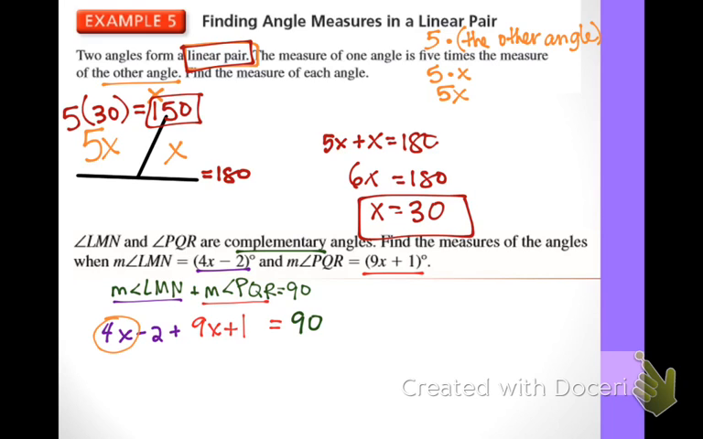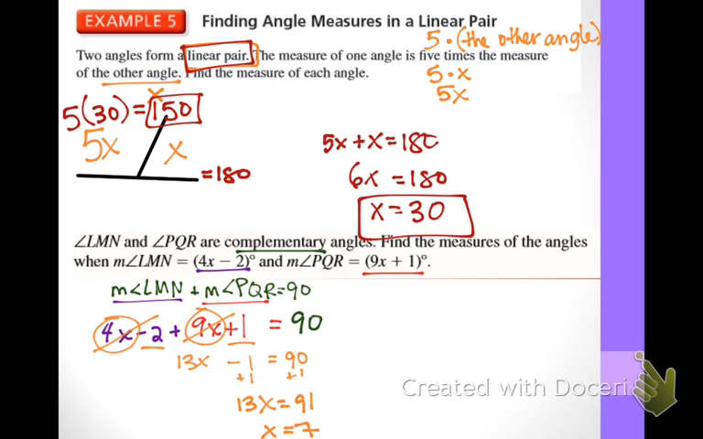We need to combine our terms, 9x and 4x, which make 13x. Minus 2 plus 1, minus 1. Add 1, 13x equals 91. What do we do from there? Divide by 13. I believe it'd be 7, yes? So x is 7.